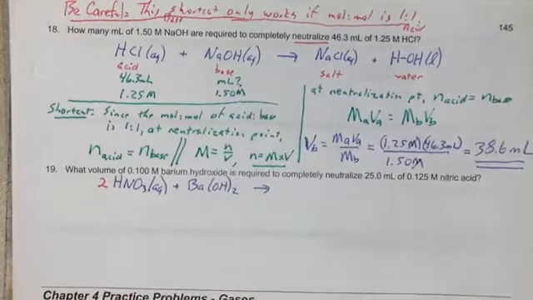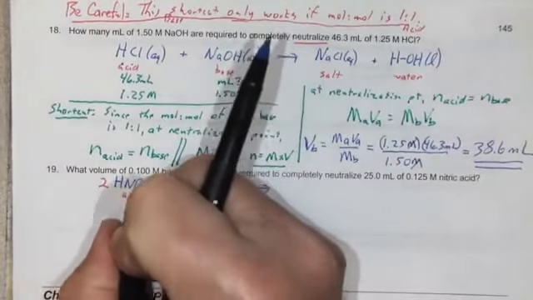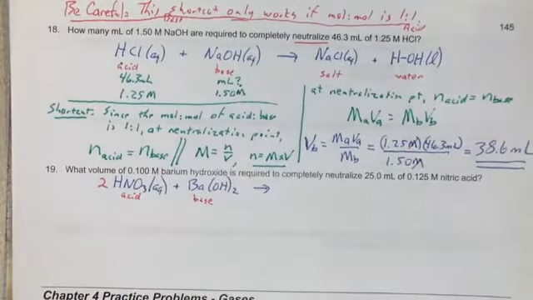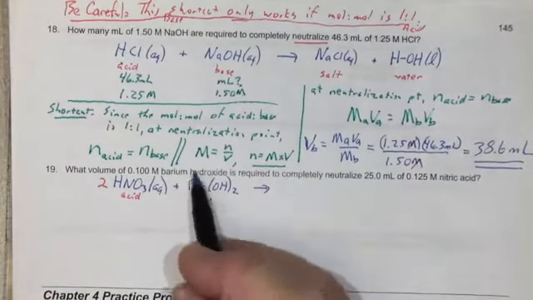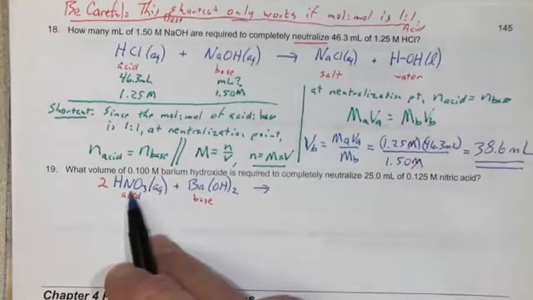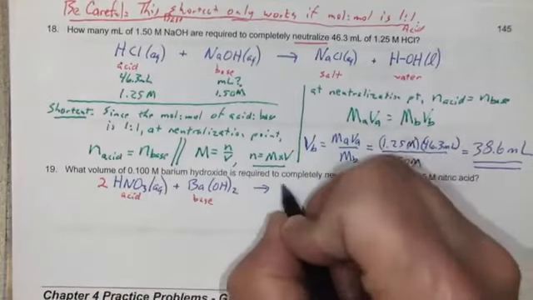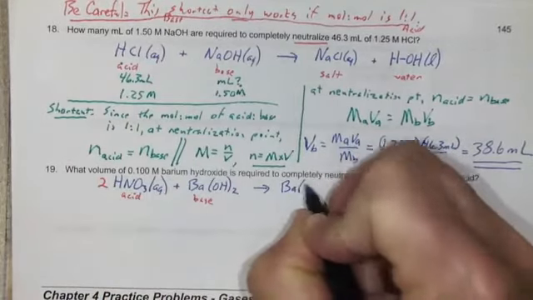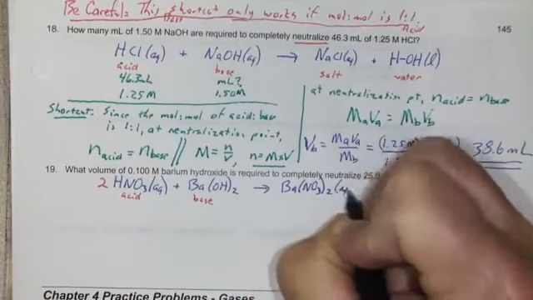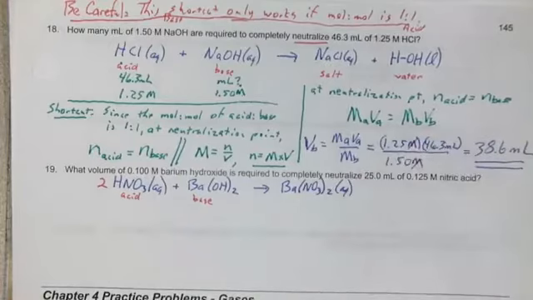If you don't see why it needs to be 2, let's go ahead and balance the equation. Here's my acid. The acid reacts with the base to form a salt. Now, the salt will be the cation and the anion combined. Now, barium is +2, nitrate is -1. So barium nitrate is Ba(NO3)2. And that's aqueous. This is the salt.